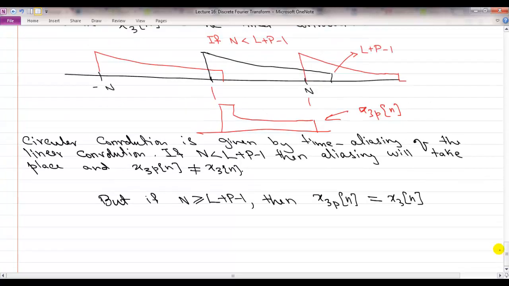So in general, if you want to compute the circular convolution, you don't even have to look at the individual sequences if you are given the linear convolution. All you have to do is just do aliasing. But now you're doing aliasing of the time domain signal. You just put one copy at 0, another copy at n, another copy at minus n, add all of them up, and then look at between 0 and n. And if you know that n is bigger than L plus P minus 1, then don't even bother doing that, because you know that the circular convolution will be equal to the linear convolution.